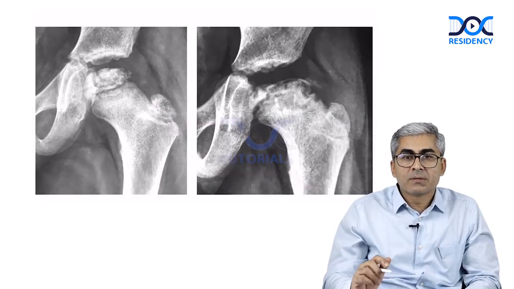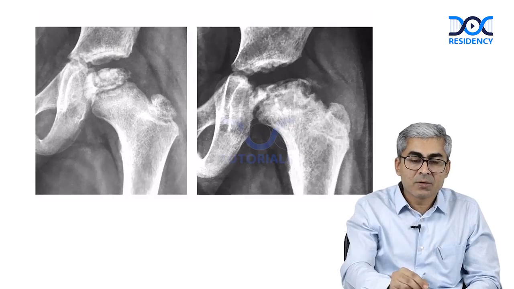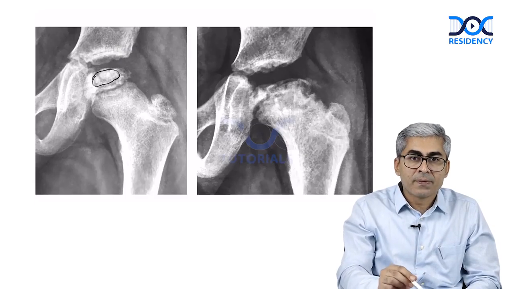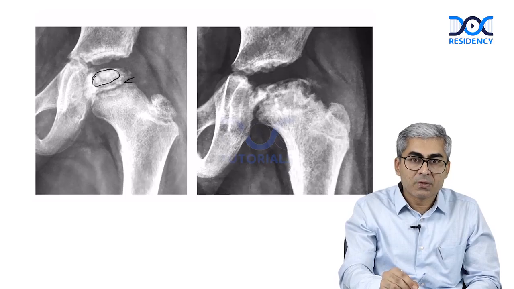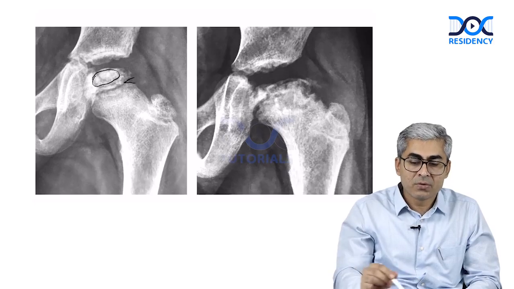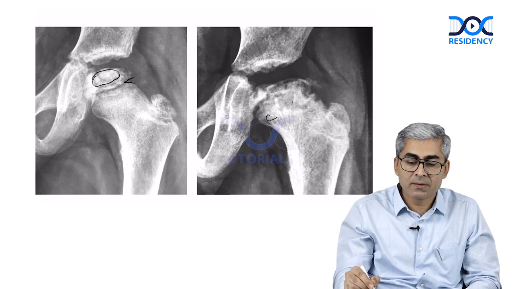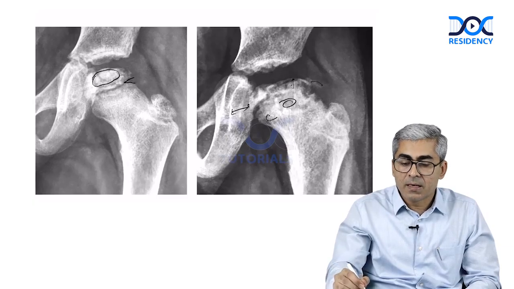So coming to the changes here, this is the central sequestrum, which we call, that's the head, which is sequestrum, and this is the gage sign which I wanted to talk about. And then you see the metaphyseal cyst here, collapse of the head, widening of the medial space, and then lateral ossification.